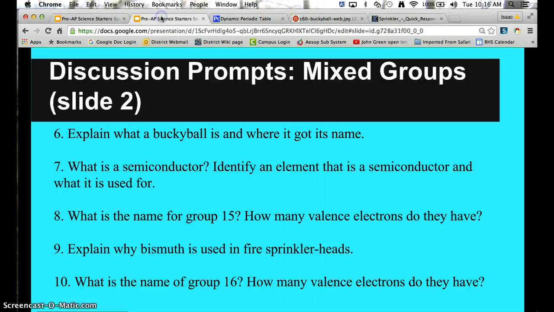Let's go back to our questions. Number 10, what is the name of group 16 and how many valence electrons do they have? Group 16 is the oxygen family, and they have 6 valence electrons.